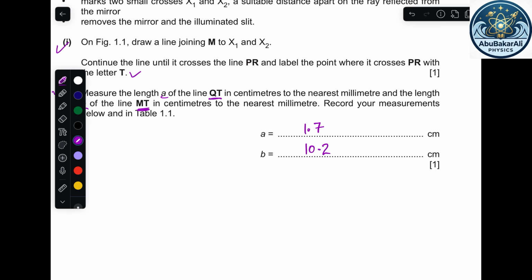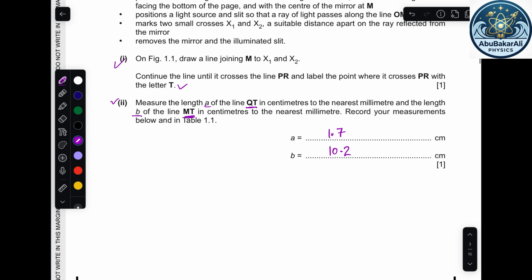Okay, so there is a margin in this calculation. If you see the marking scheme, they will accept your answer in plus minus one variation. If your answer is 1.6 or 1.8, in this range they will accept it. Same goes for 10.2. It can be 10.3 or 10.1 as well. They will accept it. So whatever you are measuring, you can write it down.